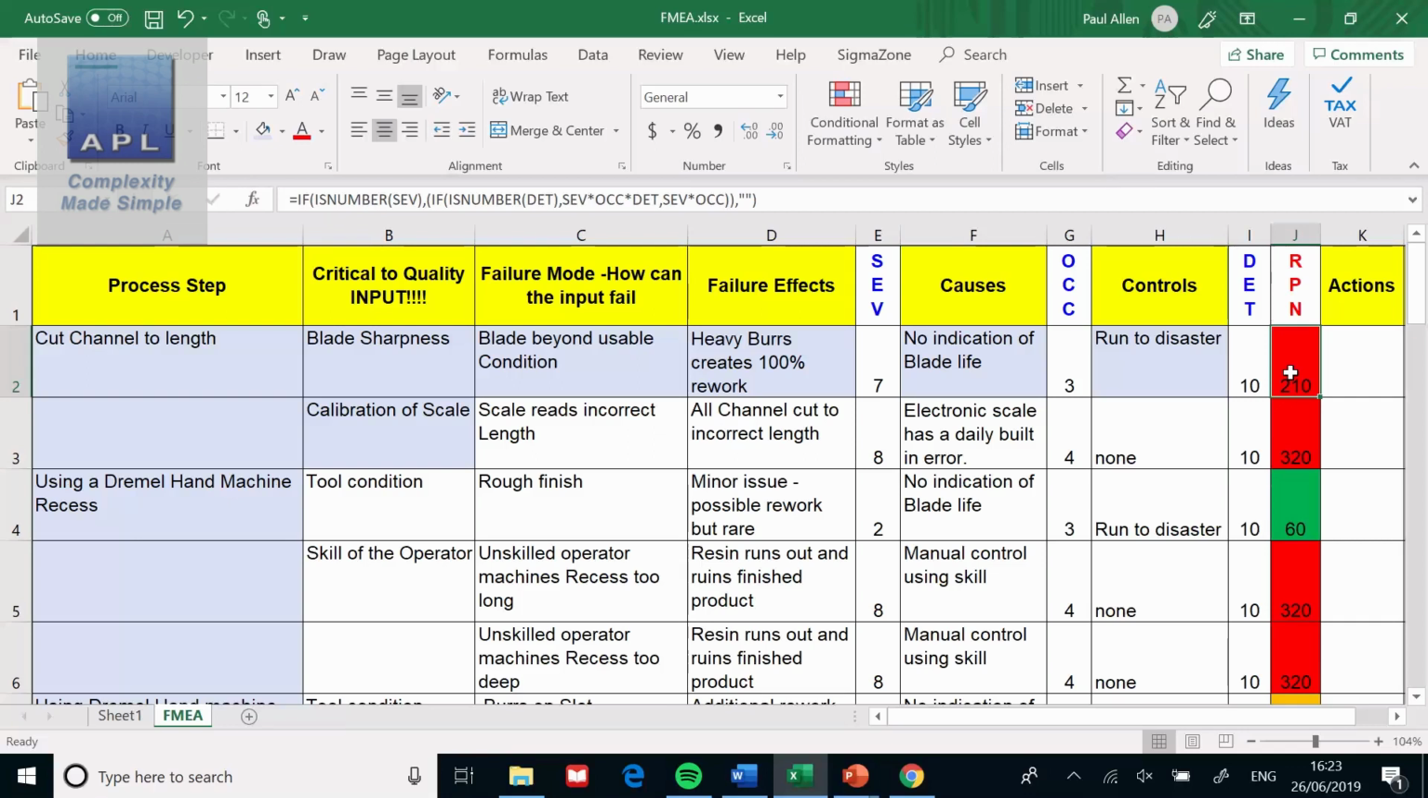The scale calibration, what have we got? Well, the scale reads the incorrect length. That's how the input can go wrong. All the channels will be cut to the wrong length. That's an 8. This is getting more painful now.